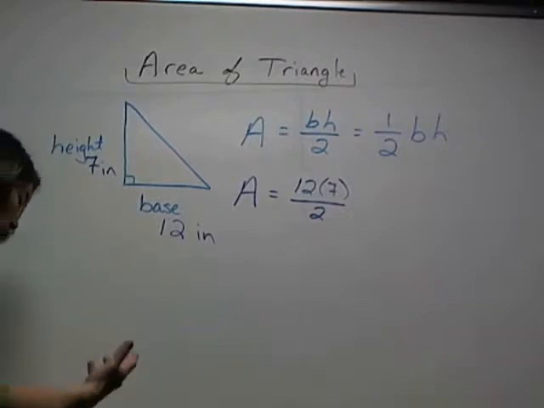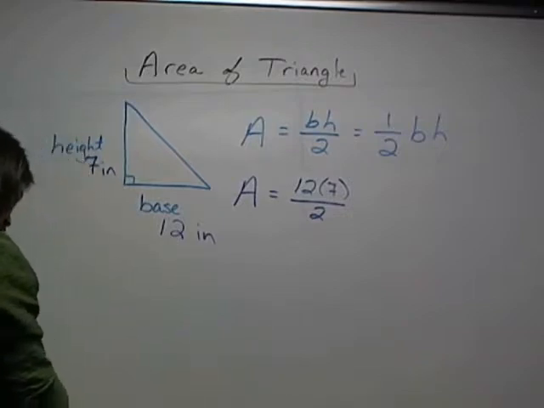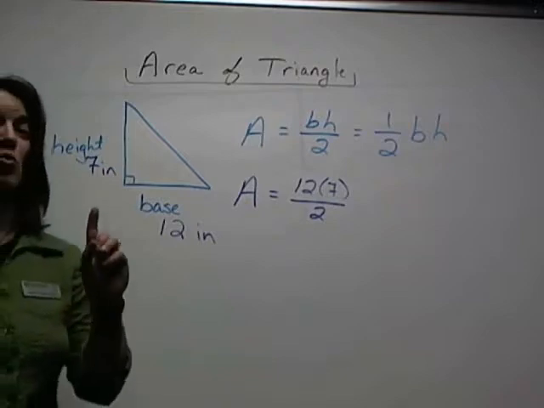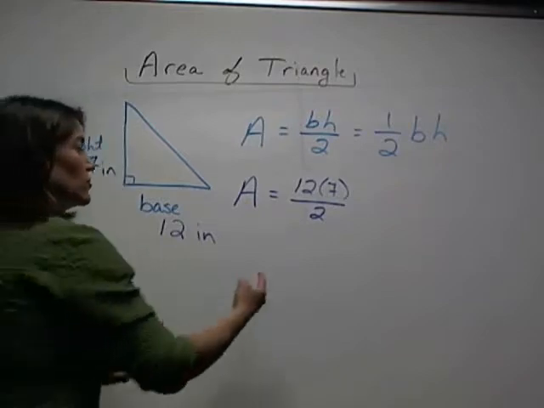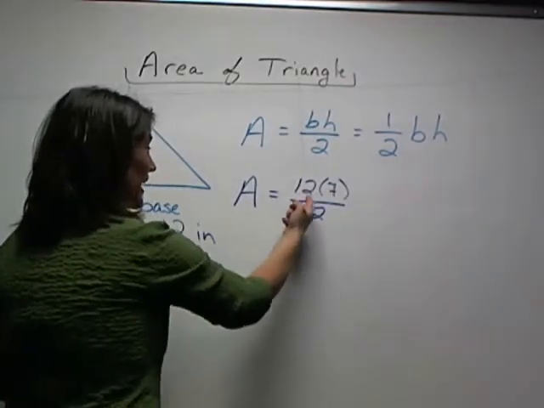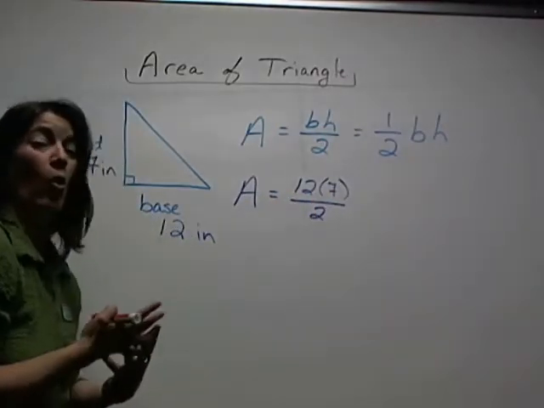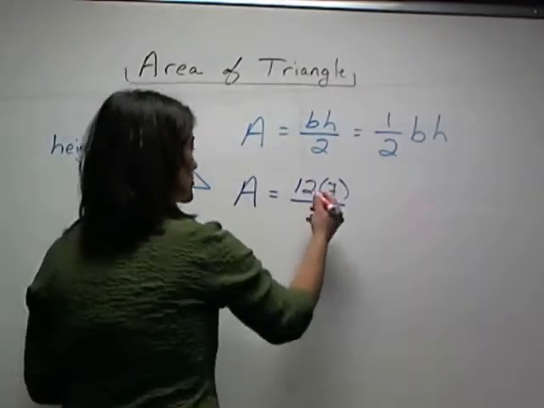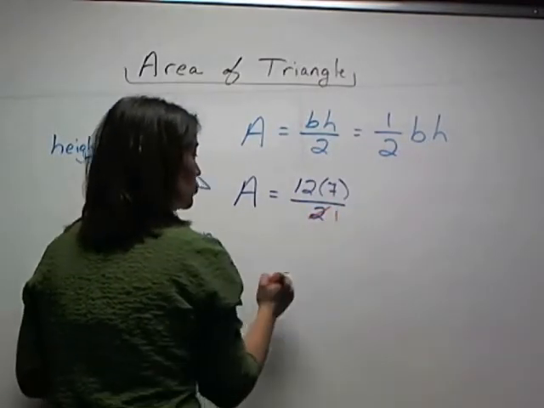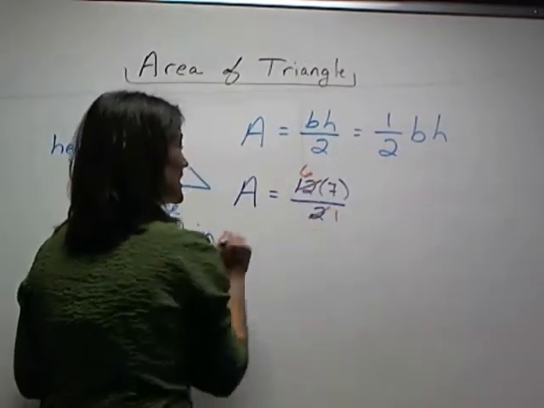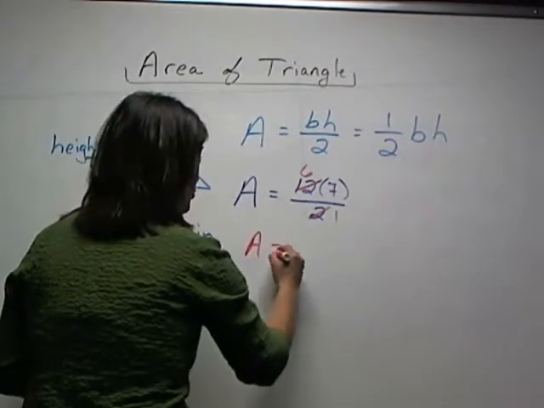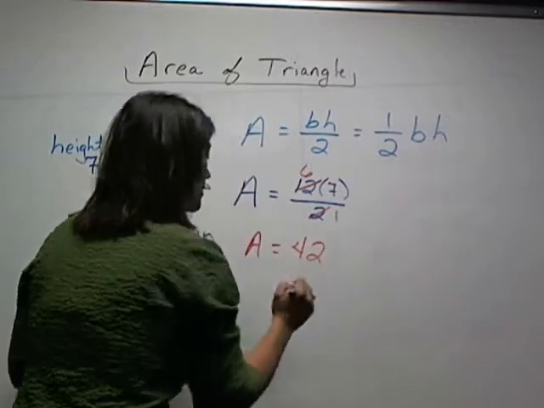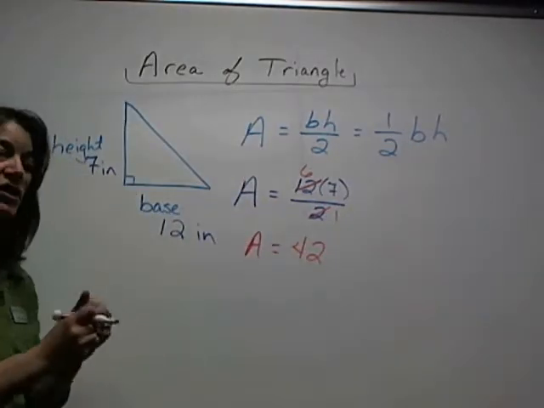Once again, I'm allowed to reduce first if I see something that reduces. We only reduce one number on top with one number on the bottom. So the 2 doesn't go into the 7 and go into the 12. It goes into one or the other. Since 2 goes into 12, I go 2 goes into 2 once, 2 goes into 12 6 times, and I'm left with 6 times 7. So my area would equal 42. So there's 42 1-inch squares.